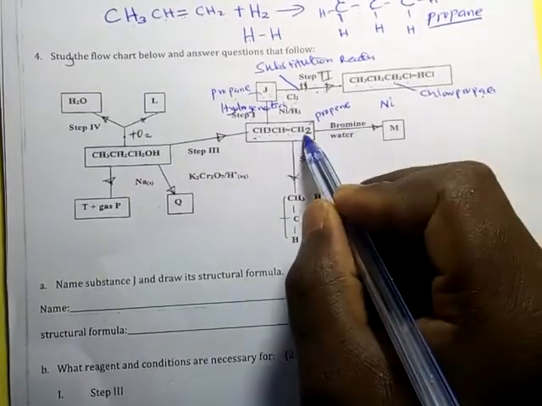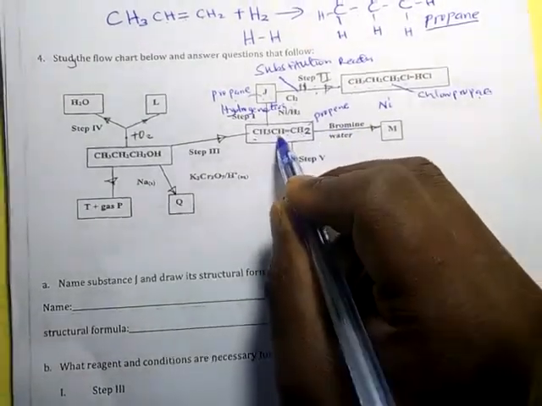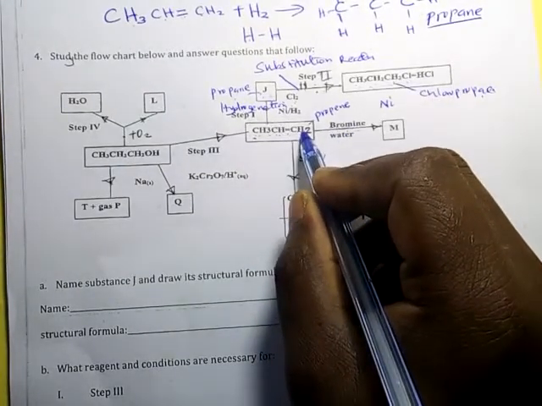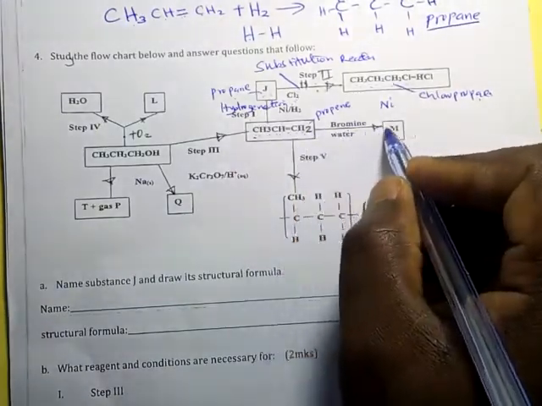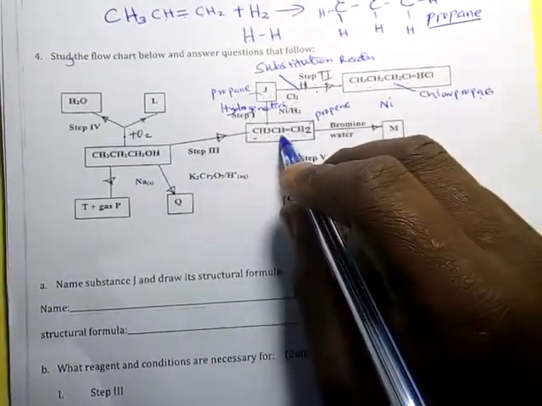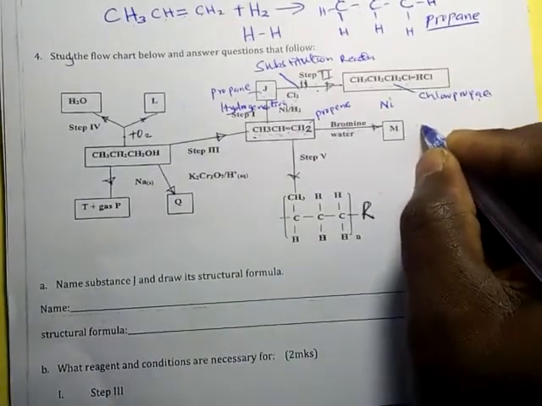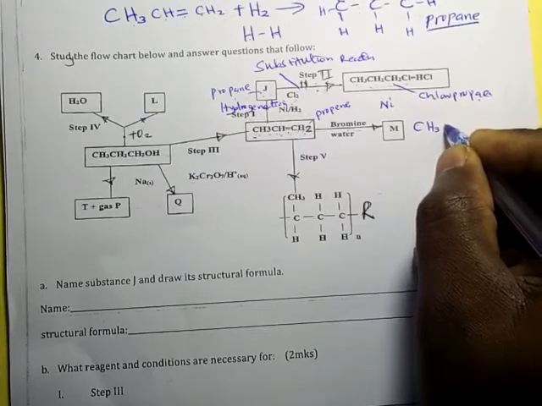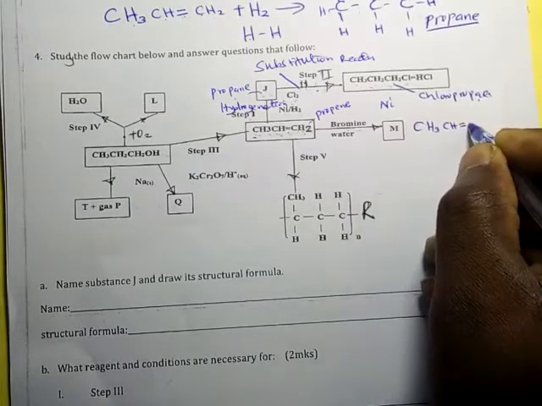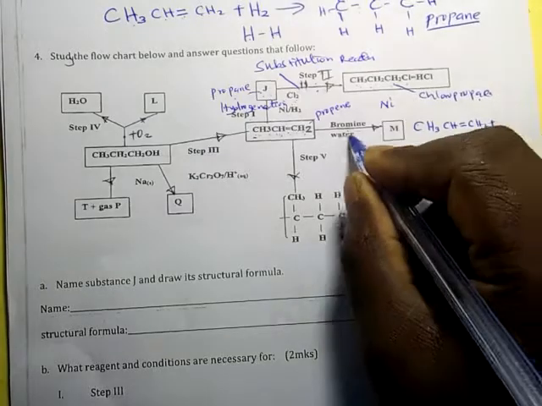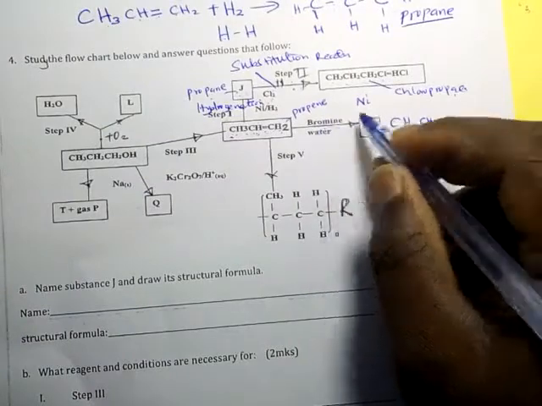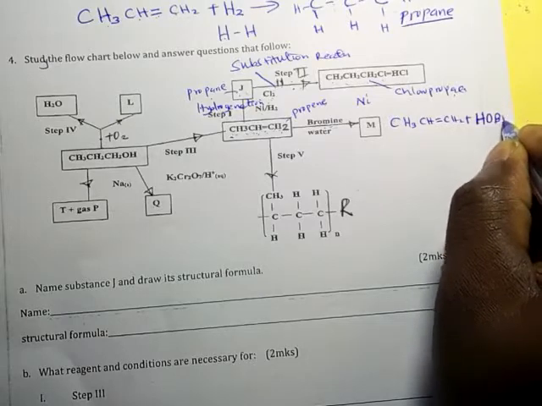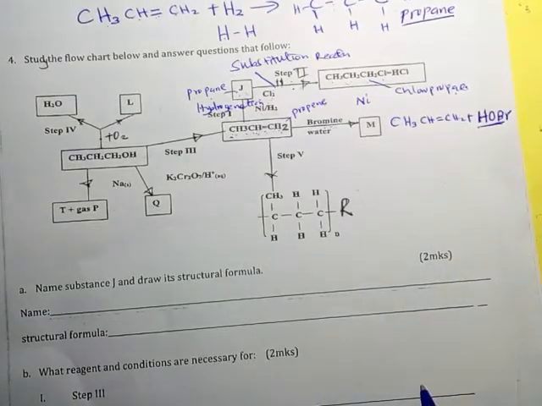Let us go to step 3, the addition of bromine water. When bromine water is added to an alkene, the bromine water, which is yellow, will be decolorized to form this compound here. Let me draw the structure. CH3, CH double bond, CH2. Bromine water, when it is dissolved in water, is HOBr. That's how we represent bromine water.